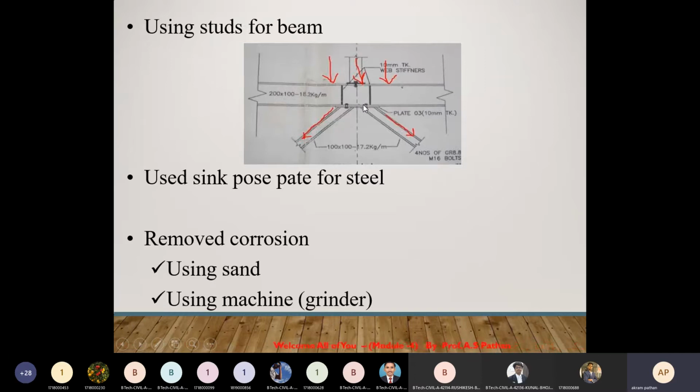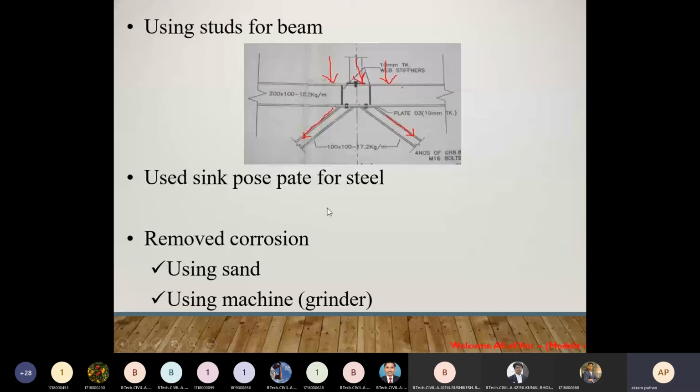Okay, so at this stage we require the stiffeners also, so it will sustain the load from these particular beams. So we can use the zinc plate for the steel. These are known as the prop or the base plate.